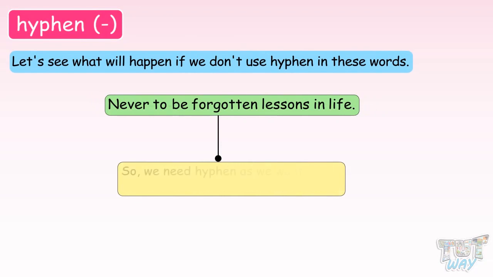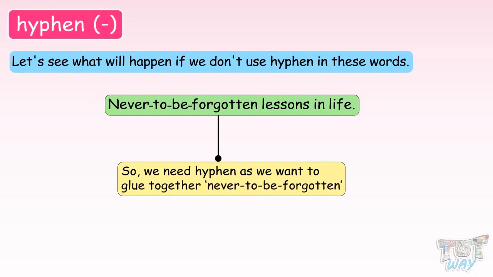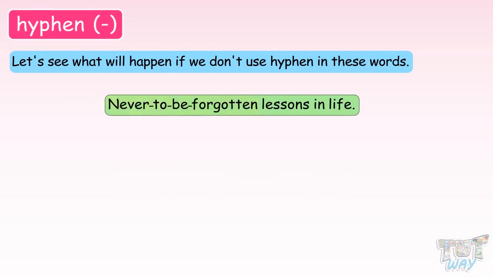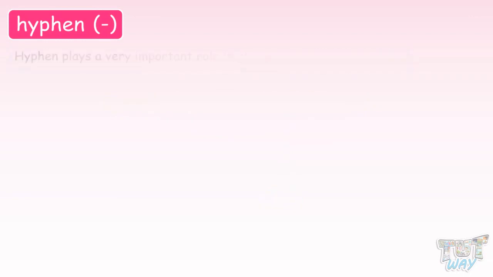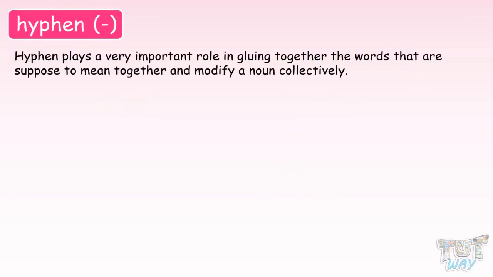So we need hyphen. As we want to glue together never to be forgotten, as never to be forgotten, this phrase is supposed to modify the noun lessons. Never-to-be-forgotten lessons in life. So this is why hyphen plays a very important role in gluing together the words which are supposed to mean together and modifying a noun collectively.